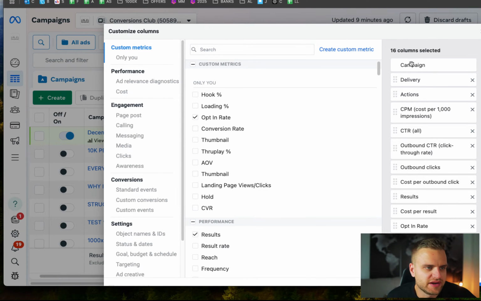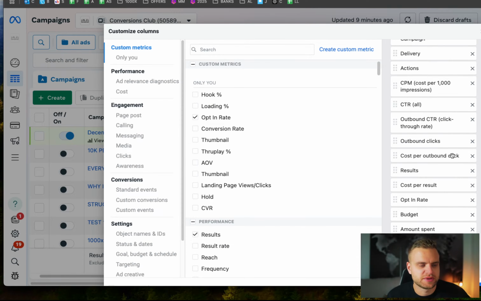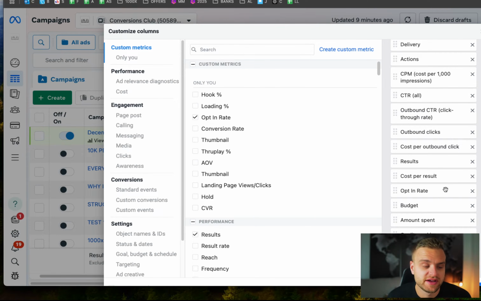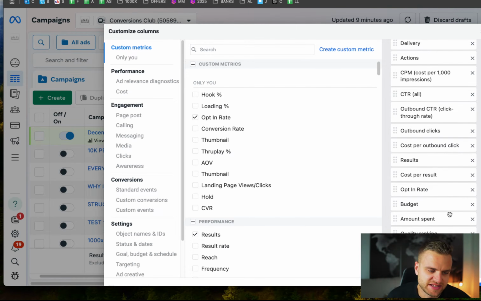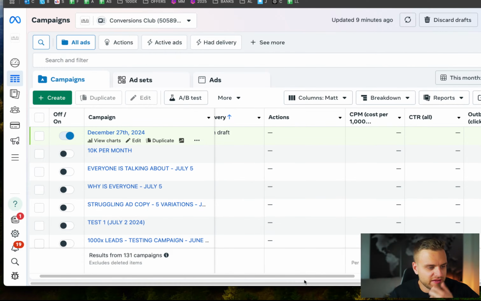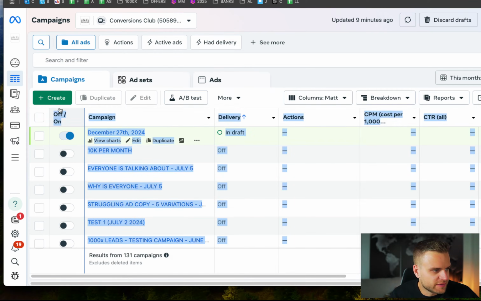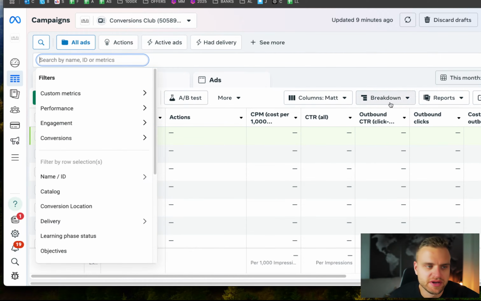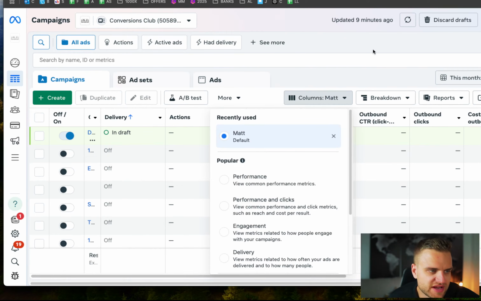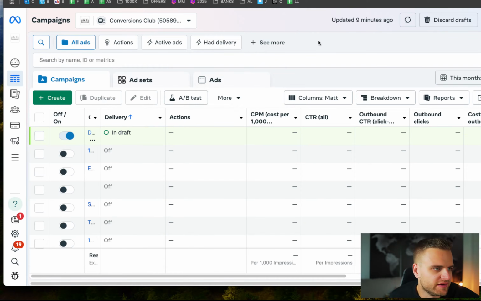So I always have mine: campaign, delivery, actions, CPM, CTR all, outbound CTR, outbound clicks, cost per outbound click, results, cost per result, opt-in rate because these are lead gen ads, budget, amount spent, and then I have my quality ranking, my engagement ranking, and my conversion rate ranking. These things give you really all of the information that you need in comparison to a lot of the preset columns, which I find just don't do that. And if we don't have the right information, we don't really get to make good quality decisions.